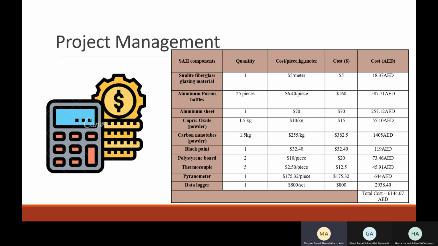We have summarized the cost of the components and materials needed to design our system, and the total cost was 6,144 dirhams.